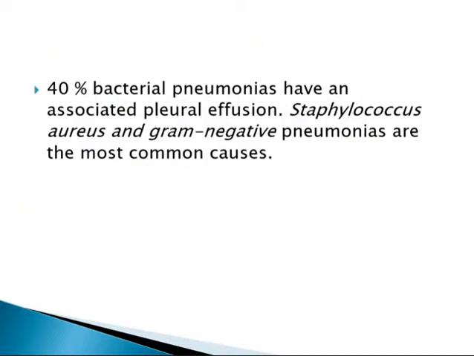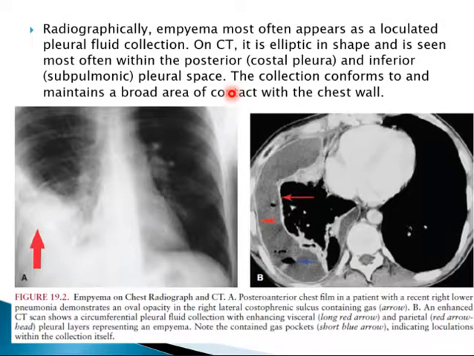Forty percent of bacterial pneumonias have an associated pleural effusion. Staphylococcus aureus and gram-negative pneumonias are the most common cause. Radiographically, empyema most often appears as a loculated pleural fluid collection. On CT, it's elliptic in shape and is seen most often within the posterior and inferior pleural space. The collection conforms to and maintains a broad area of contact with the chest wall.